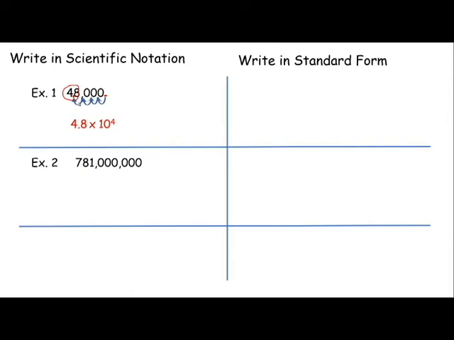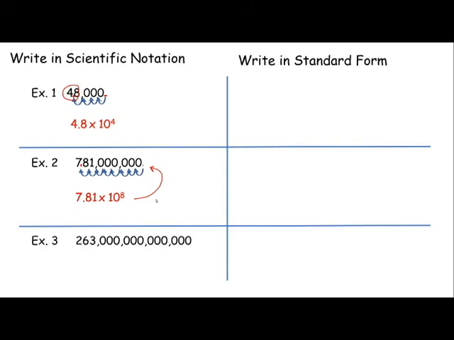781 million. Your decimal starts right here. You need to put it here to get a number between 1 and 10. That means you're going to need to move that decimal 1, 2, 3, 4, 5, 6, 7, 8 places. 8 places. You're going to have to take a 7.81 and multiply it by 8 tens in order to make it equal to this number right here. 7.81 times 1 ten would be 78.1, times 2 tens would be 781, and so on and so forth.